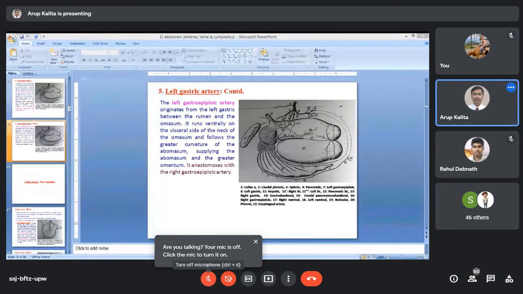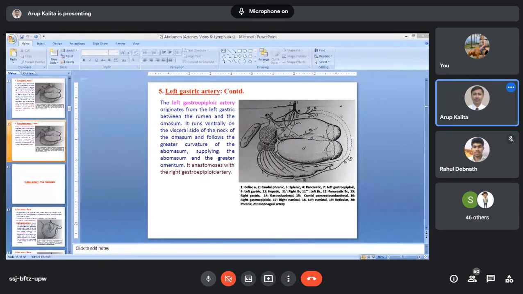Hepatic artery, what are the branches? Hepatic artery is the branch of celiac. So celiac has 5 branches: hepatic, splenic, right ruminal, left ruminal, and left gastric artery. Hepatic will give 5 branches. Number 1 is the pancreatic branch. Number 2 is the right branch. Number 3 is the left branch. Number 4 is the cystic artery. And number 5 is the right gastric artery.